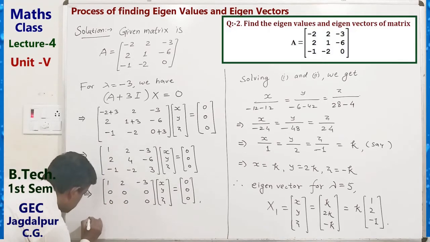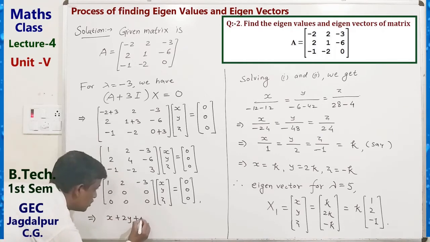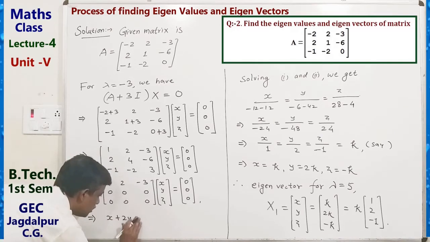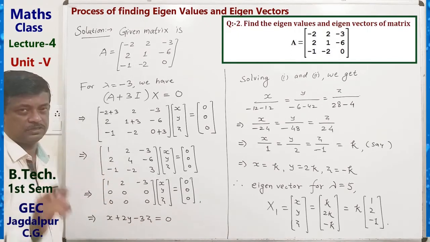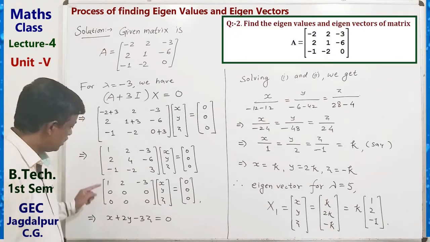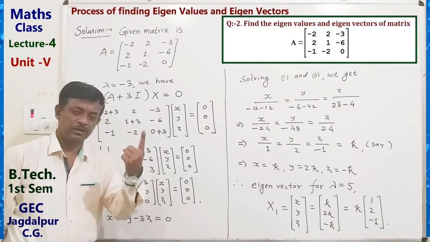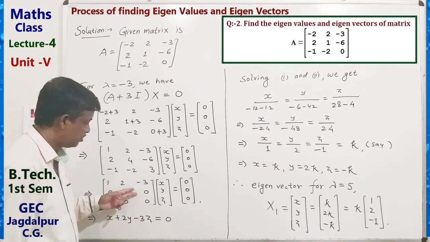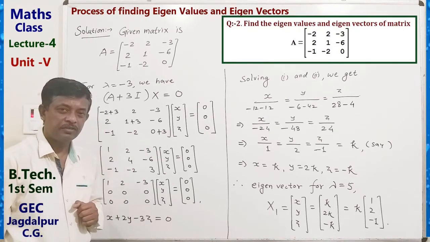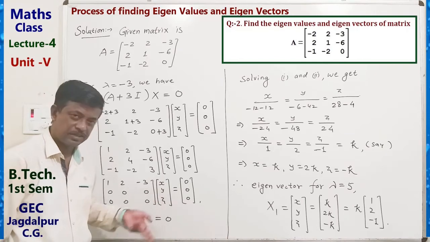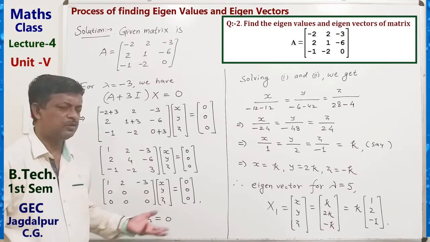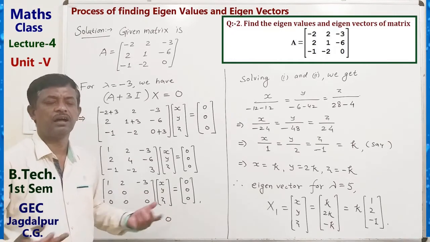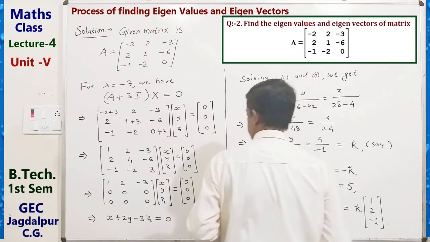So here we get only a single equation: x plus 2y minus 3z equals 0. A single equation. Rank 1. So the number of arbitrary variable components among x, y, z will be 2. So any two of x, y can be taken as arbitrary values.